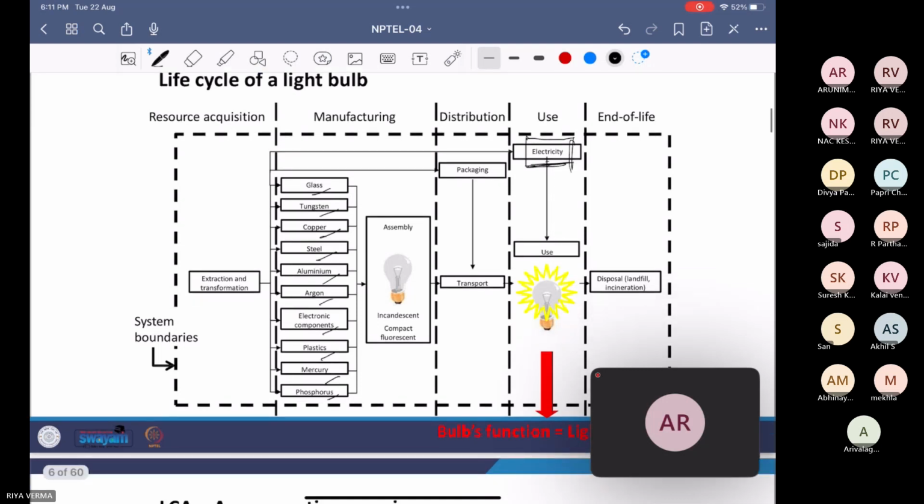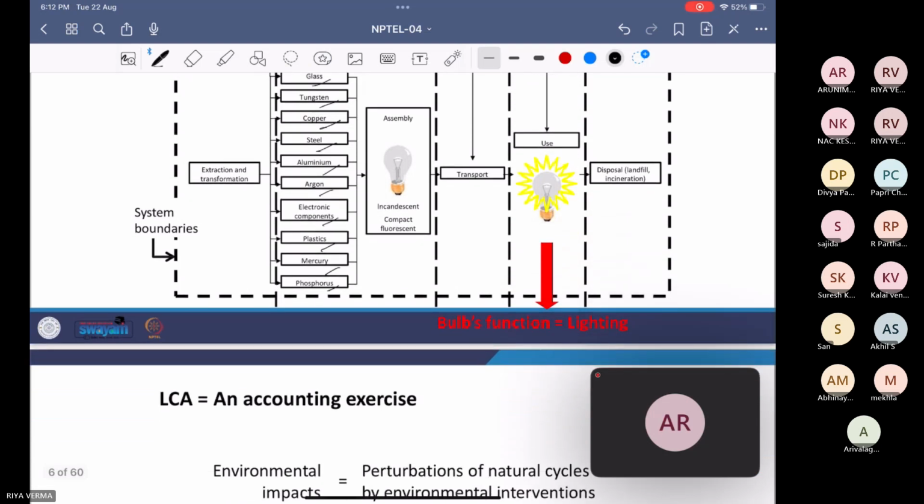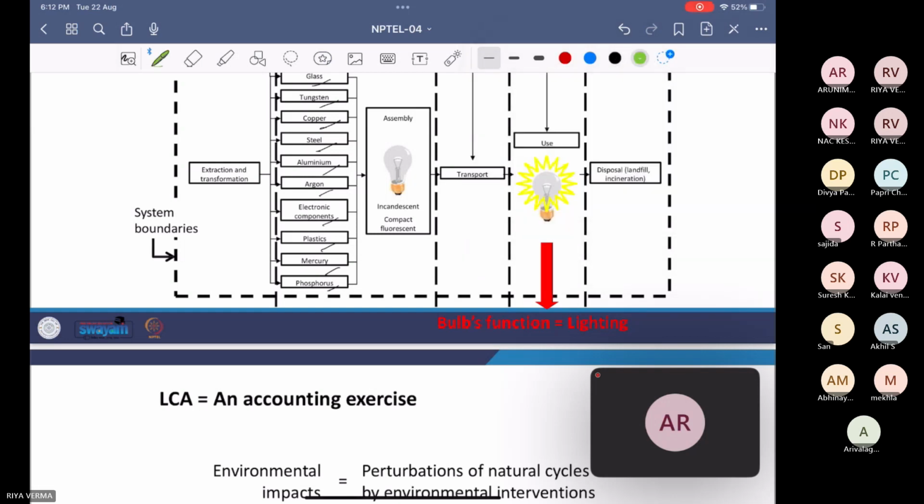And after that, when we come towards the end of life phase, then we have disposal either in the landfill or the incineration plants. So basically, first of all, what do we need to know is what is the function and the functional unit. So the basic function of a bulb is lighting, right? To provide the light.